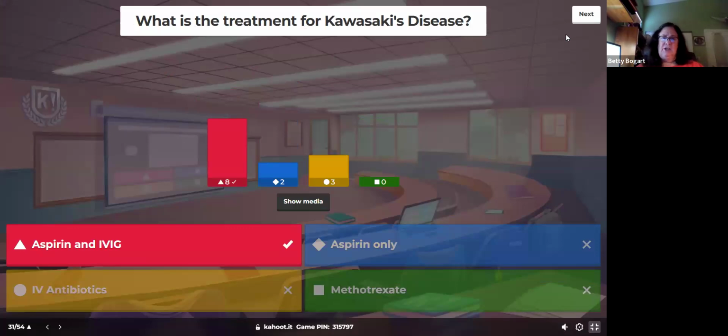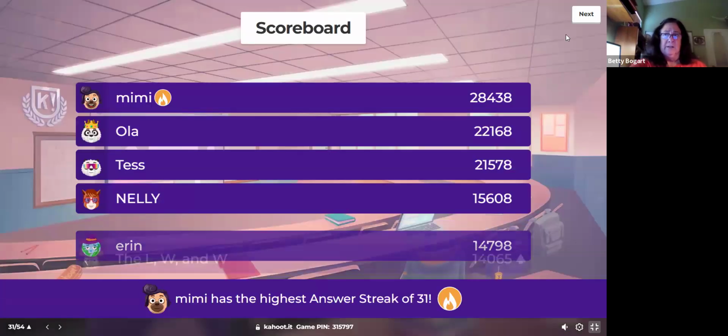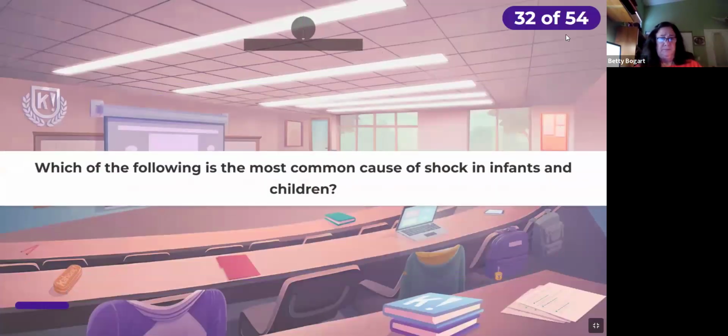Aspirin and IVIG. This is the one time that you do give aspirin to the children, and why? Aspirin is used to dissolve, help with the clots because it is an itis of the vessels, and we don't want those little microembolus causing any problems. It's a virus, so no antibiotics.